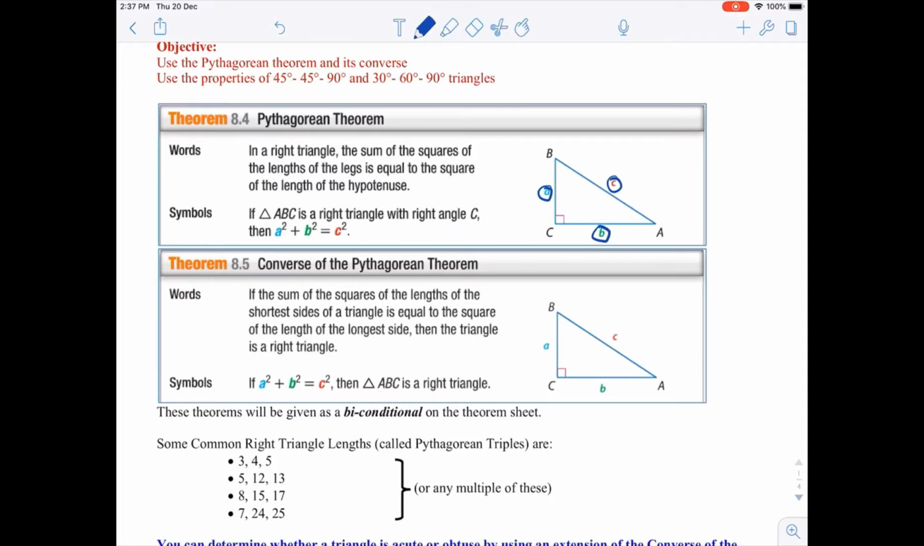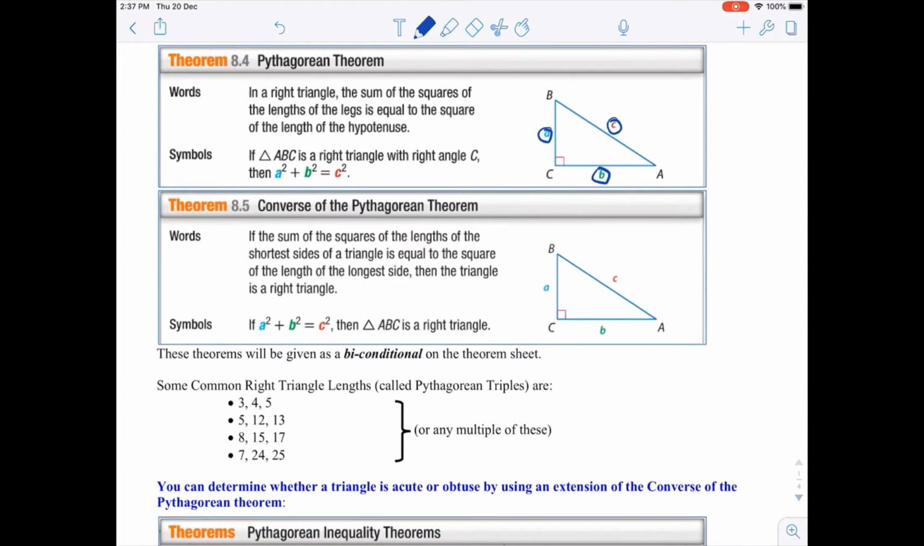If you don't know that it's a right triangle, but you're given the lengths of the three sides, if the two shorter sides squared are added together, and they equal the square of the hypotenuse, then you know that it is a right triangle.